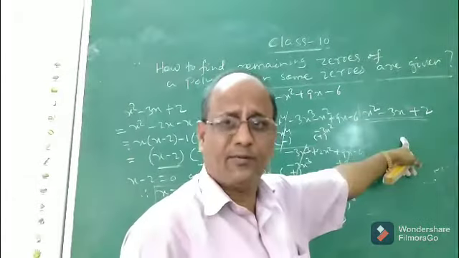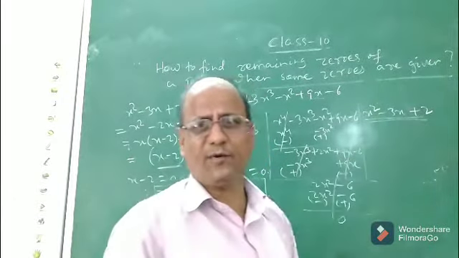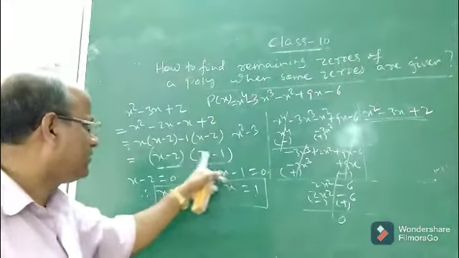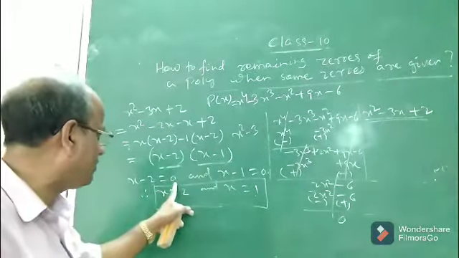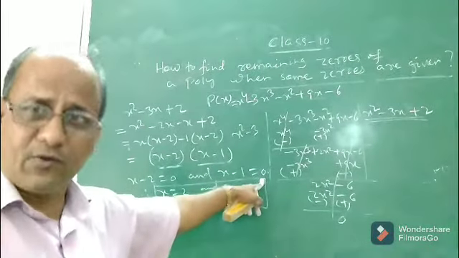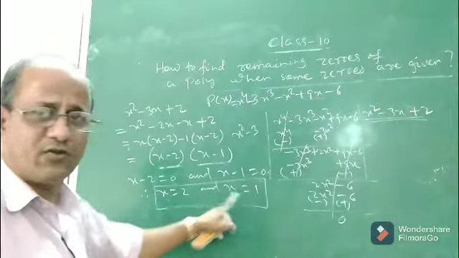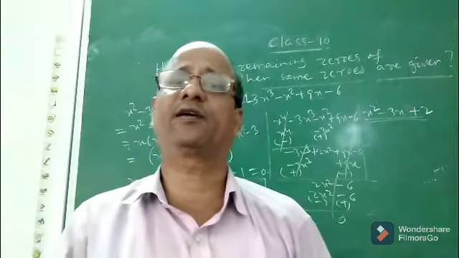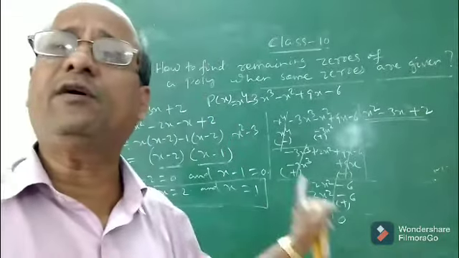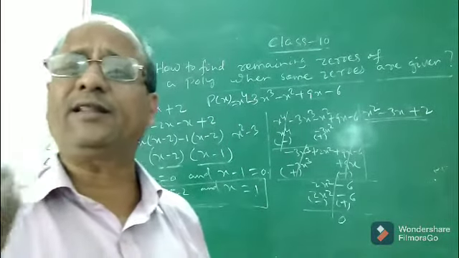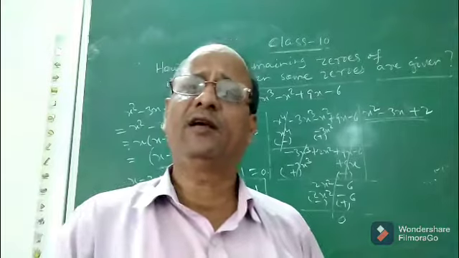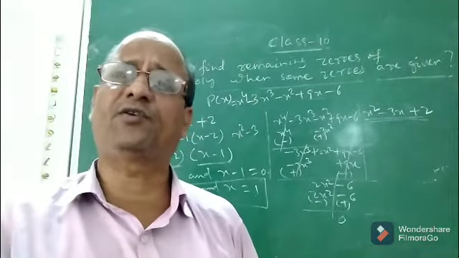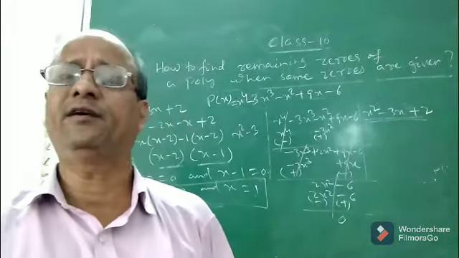As this is a factor of the given polynomial, divide the polynomial by this factor. You will get a quadratic polynomial. Now you factorize this quadratic polynomial by splitting the middle term. You will get two linear factors. If you equate these two linear factors to 0, then you will get two values of x. These two values are nothing but the two remaining zeros of the given polynomial. So these are the steps, children, how to find the remaining zeros of a polynomial, any degree polynomial, when two of its zeros are given.